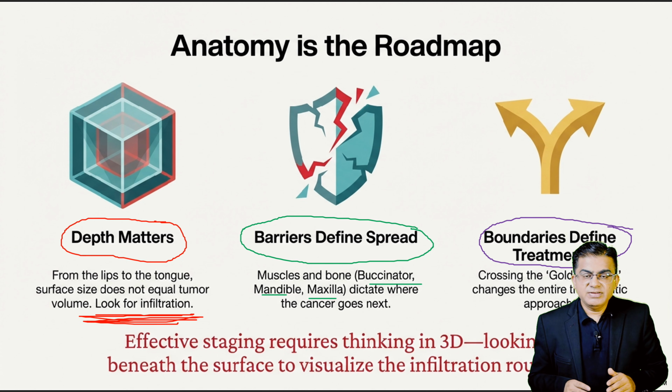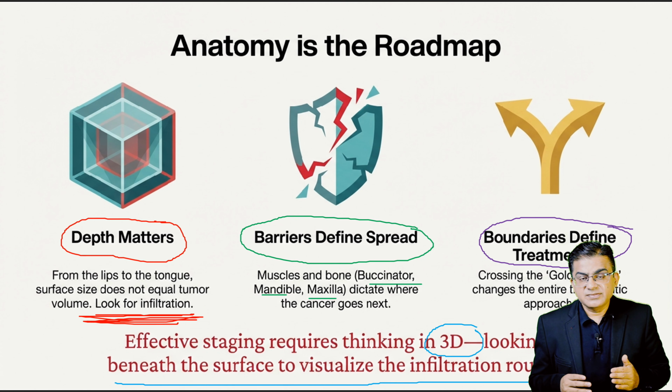So what is the big takeaway here? We have to stop looking at the mouth, oral cavity, in two dimensions. Effective staging means you have to train your brain to think in 3D. Always look beneath the surface. Trace out those hidden pathways before you ever finalize a treatment plan.